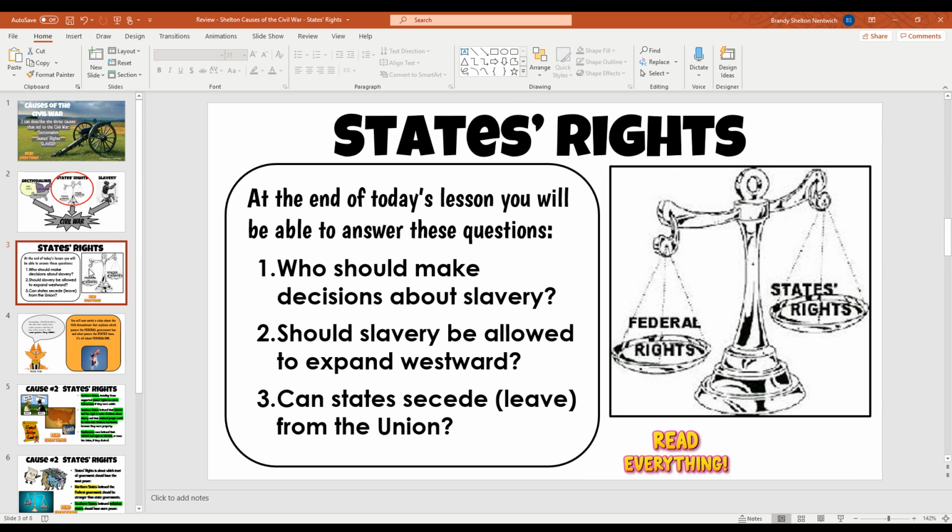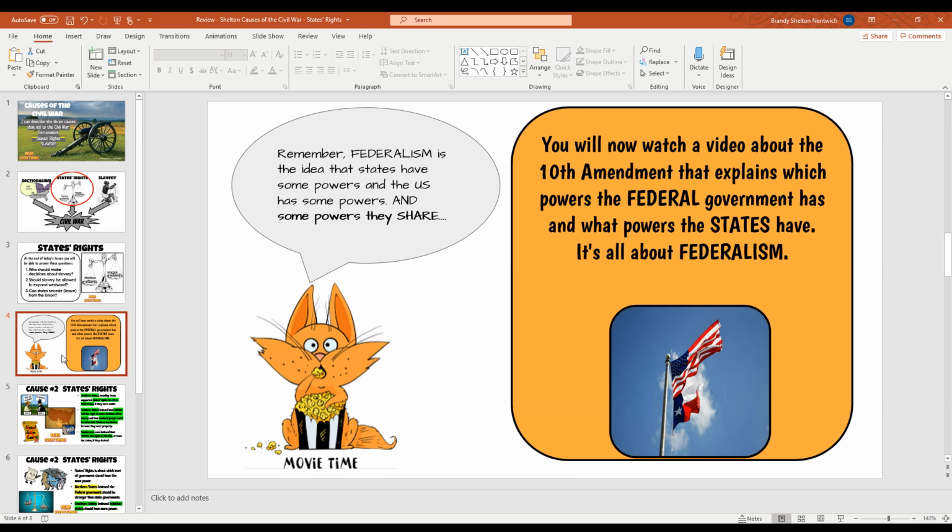So we're going to look at three major questions. This is what you looked at last week. Who should be able to make decisions about slavery? Should it be the U.S. or should it be each individual state? Number two, should slavery be allowed to expand west into those new territories and new states? And number three, which states can secede or leave from the USA? So can they leave? Is it allowed? Is it legal? Is it a good idea? So we're going to look at those three questions. We're going to answer those.